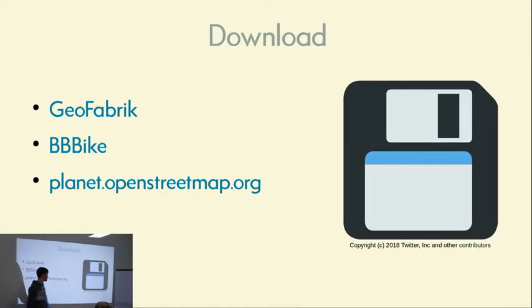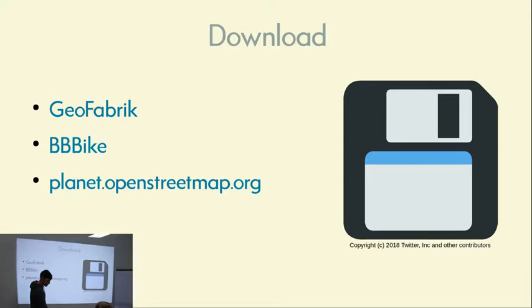Then how to download. GeoFabrik is, in my opinion, the most powerful one. You can download this as an OpenStreetMap file or also shapefile, and BBBike you can also download in some more exotic data types, and Planet OpenStreetMap is the official repository where you can download the really 70 gigabytes of the whole world, so you can have everything on your computer.